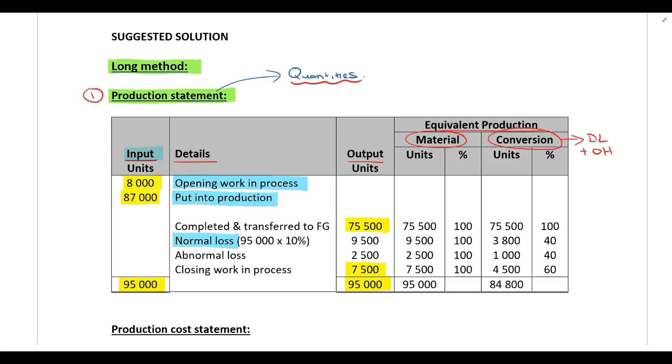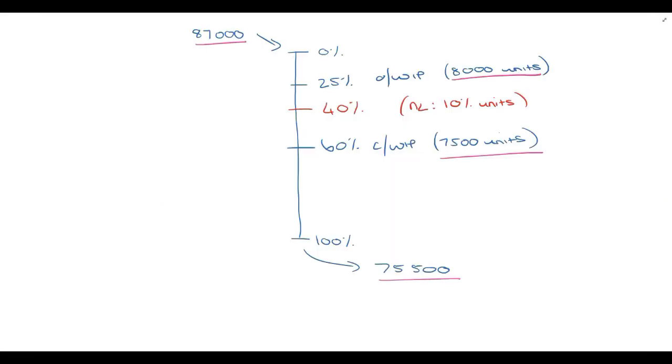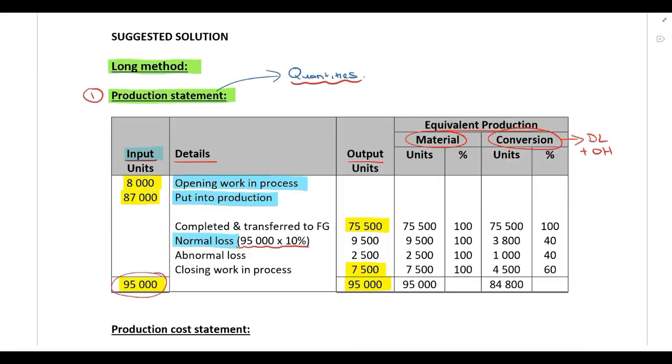In this example, it looks so simple. It looks like I'm just taking this 95,000, and we know that the losses are 10% of the units. So I'm saying the 95,000 units multiplied by 10% to get my normal loss. But please note, it's not as simple as that, and there are certain things you need to consider before doing that calculation. It's not as simple as just taking this 95,000 and working out the normal loss based on that.